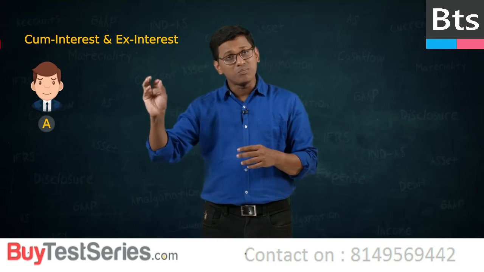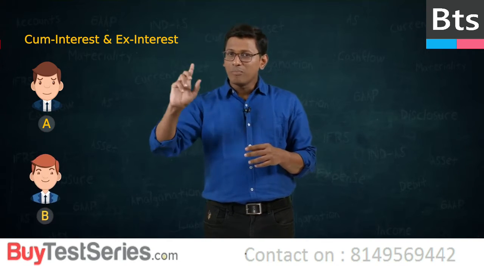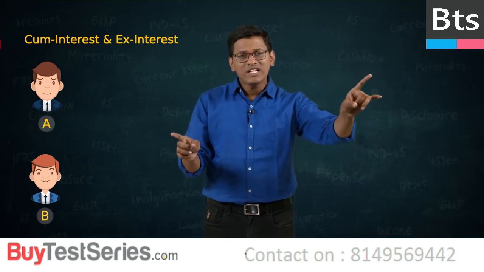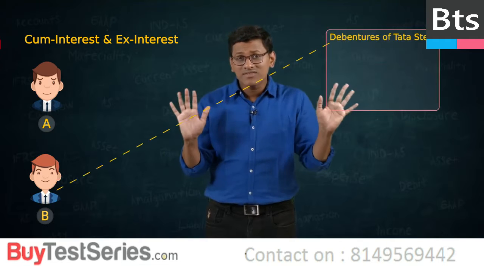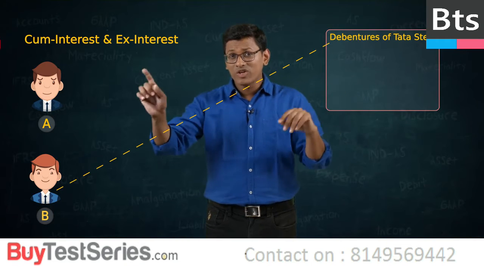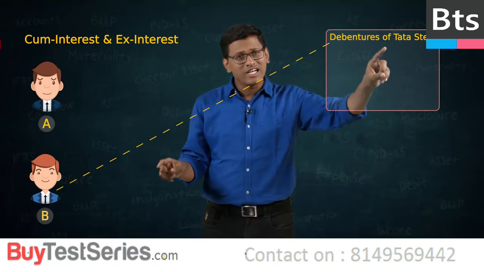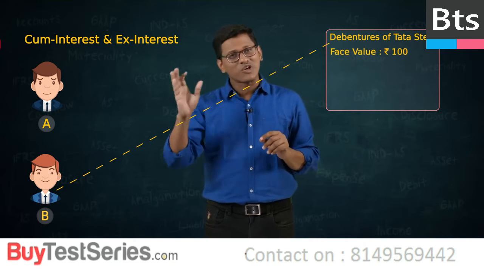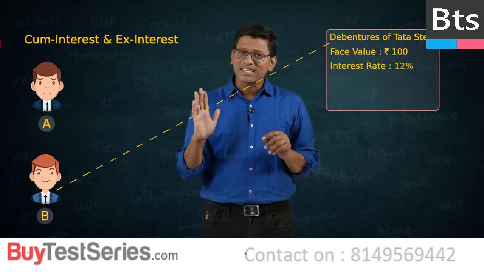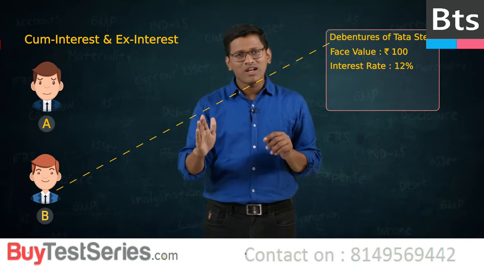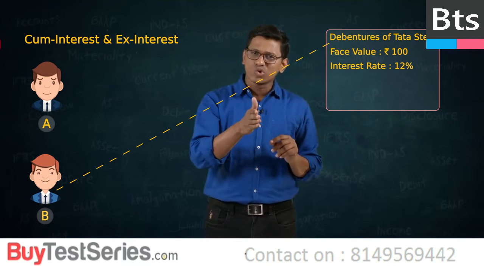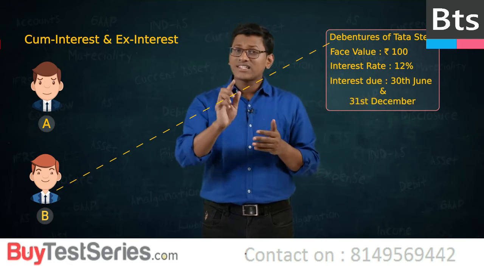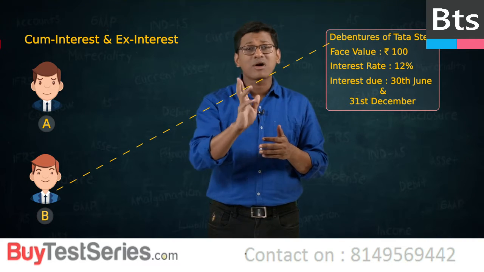Your friend is B. Your friend B already has investment in debentures of Tata Steel. Who has investment in debentures of Tata Steel right now? Your friend B. Face value of the debenture is 100 rupees. Interest rate 12%. Interest is payable on 30th of June and 31st December of every year. Interest always will be paid on face value or par value.